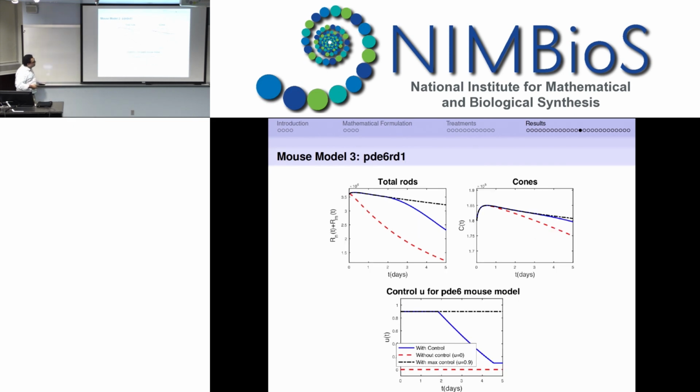So here we have another experiment, and once again, we see very similar phenomena. Here are the rods, here are the cones, and the blue curves represent the solutions with optimal control. This is no treatment, where the control was set to zero, and this is when the control was set to the upper bound. As before, the objective functional evaluated at the blue curves yielded a larger value than all the others.